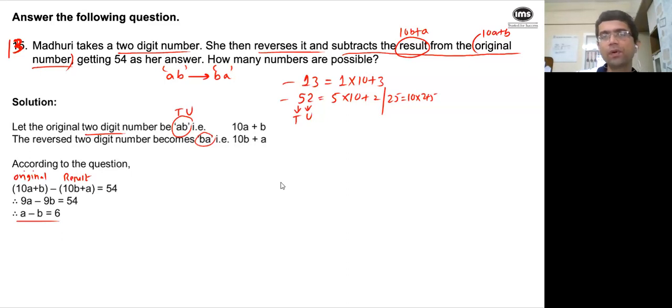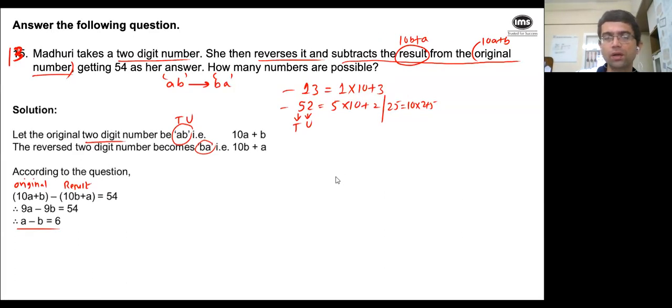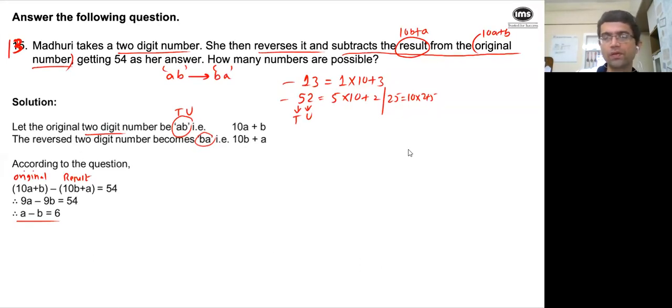Now find all possible values of a and b which will satisfy this equation a minus b equal to 6. Which different values of a and b will fulfill this? Hope all of you have calculated. Yes, Ashutosh is getting it. I'm sure others are also getting this. Yes, Jalaj also got this.